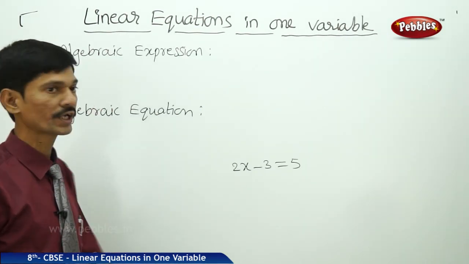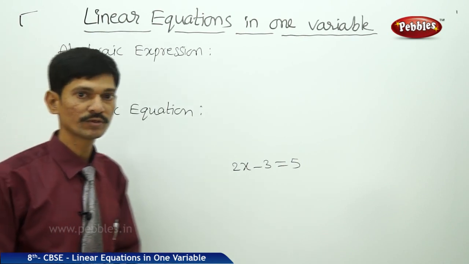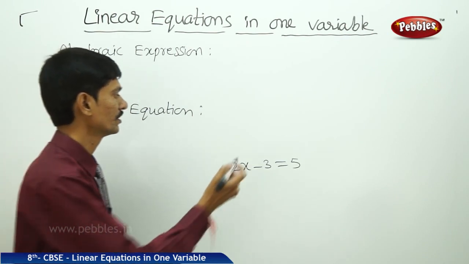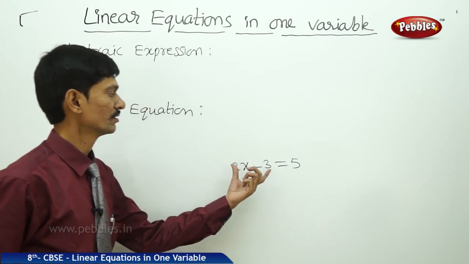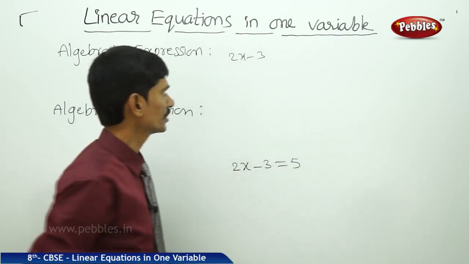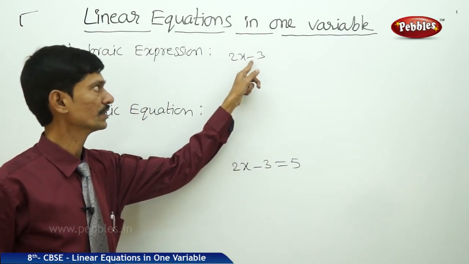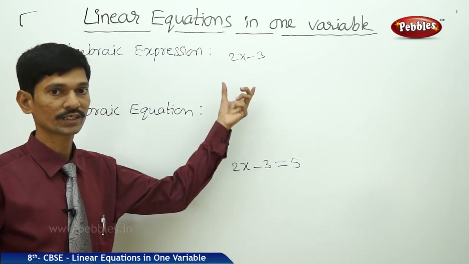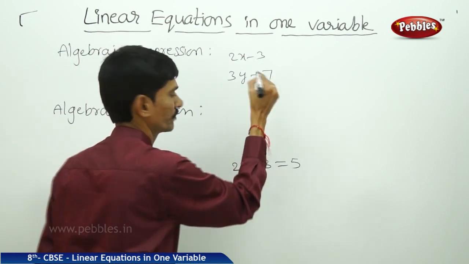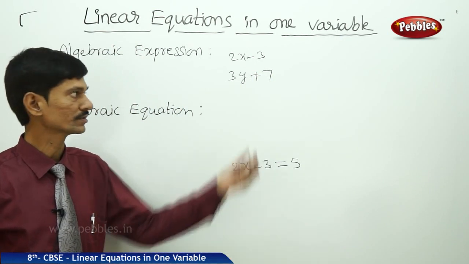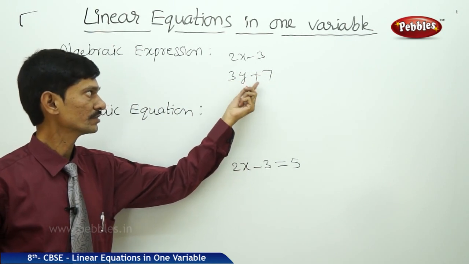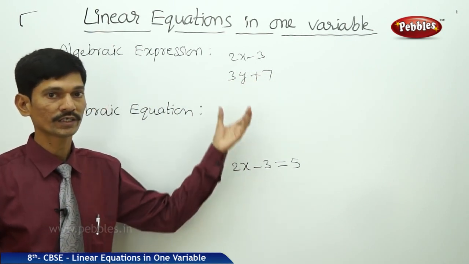Now let us see what an algebraic expression is. The combination of variables and constants with plus or minus sign is called an algebraic expression. Let us take the example 2x minus 3 equals 5. Here 2x minus 3 is the combination of variable and constant with the minus sign. This is called an algebraic expression. Now another example like 3y plus 7. It is also an algebraic expression. In this there is a variable y and constant 7 and the operation is plus.